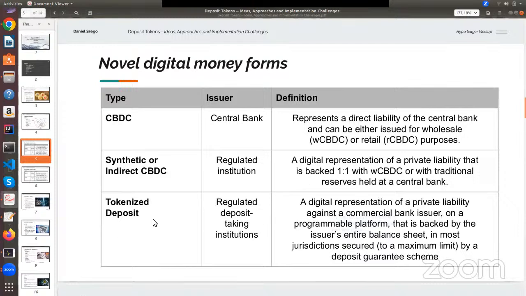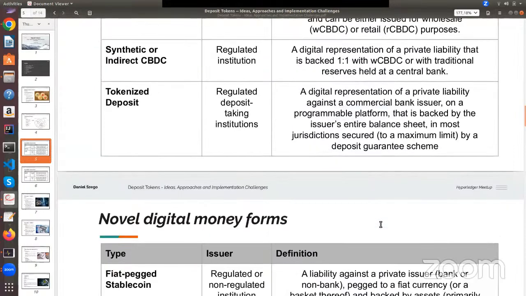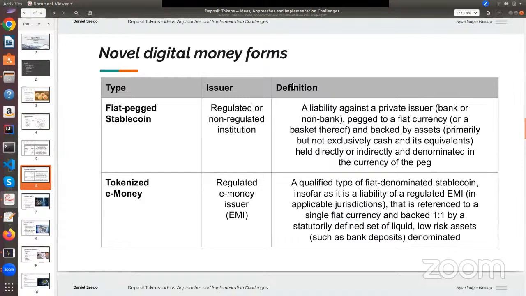And we have tokenized deposit. Tokenized deposit is issued by regulated deposit-taking institutions, so practically mostly by commercial banks. This is a direct representation of a private liability against a commercial bank, and it is backed by commercial bank money. It is backed by the balance sheet of the commercial bank. And basically it is insured, and theoretically should be regulated the same way as a commercial bank deposit. We have two other new forms of money, and here things are getting a little bit more complicated.